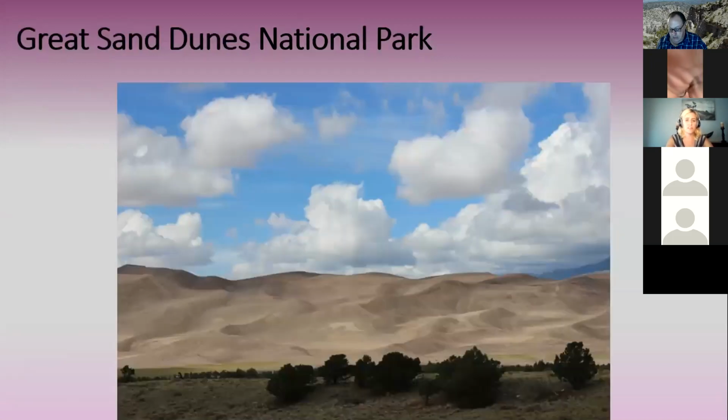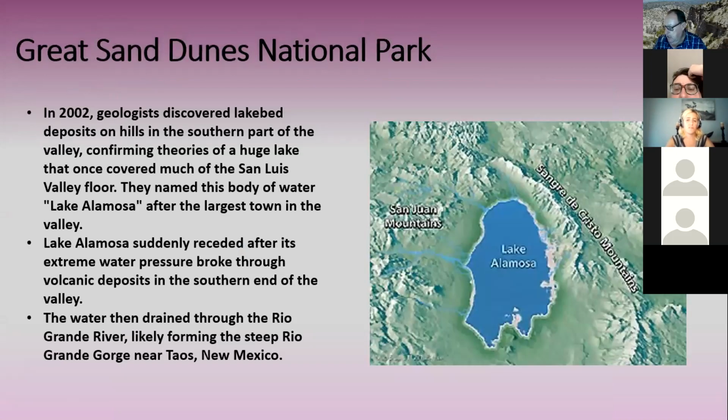Next, I'm going to move on to the Great Sand Dunes National Park. For many years, geologists were wondering, okay, where did all the sand come from? What caused these sand dunes to build so high? And finally, most geologists settled on the answer in 2002 when lake bed deposits on hills in the southern part of the valley confirmed theories of a huge lake that once covered much of the San Luis Valley floor.